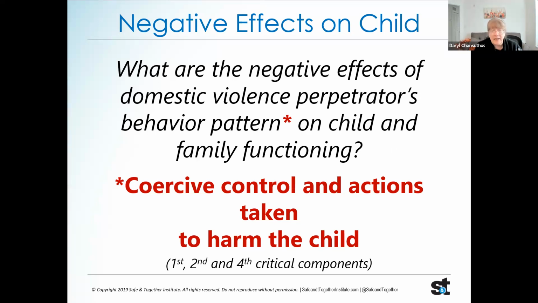We can only understand fully the negative effects on the child and on family functioning if we understand fully what the coercive control and actions were, what behaviors he engaged in that harmed the child. And harming the child is not just direct physical abuse. We know that, right? It's what the child has witnessed. That's what the adverse childhood experiences tell us. It's the environment that they're in. It's what they see and hear.